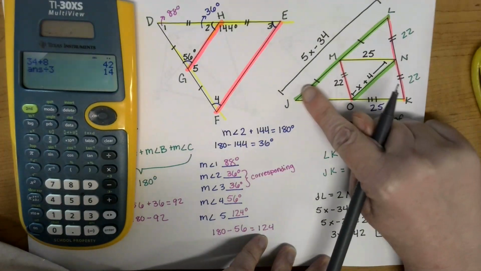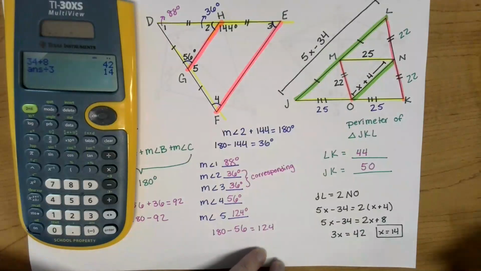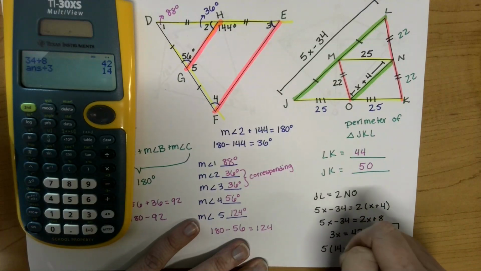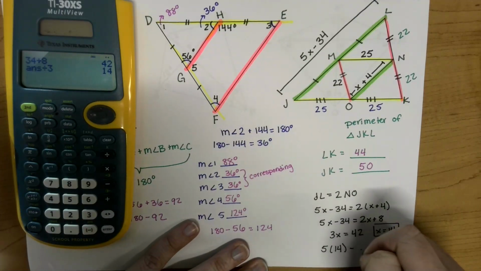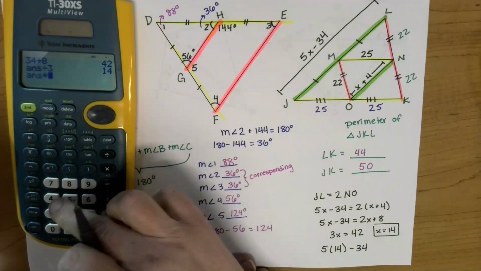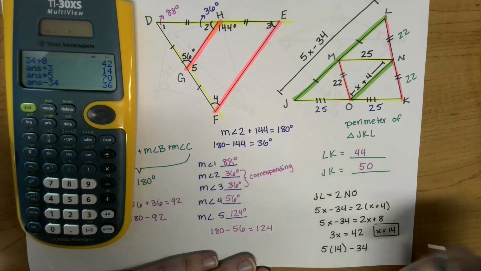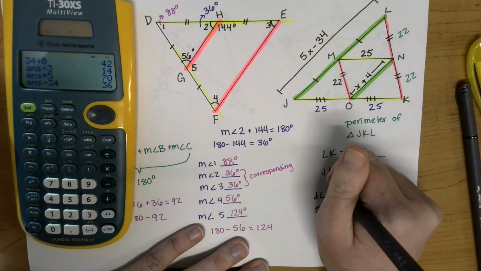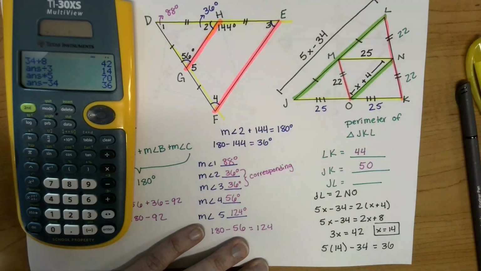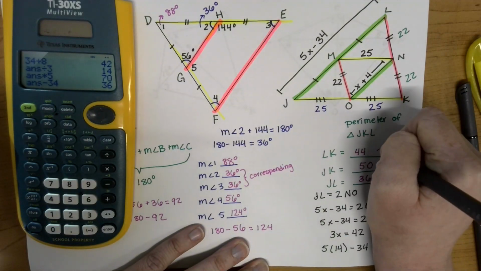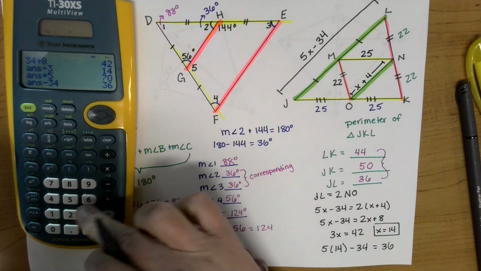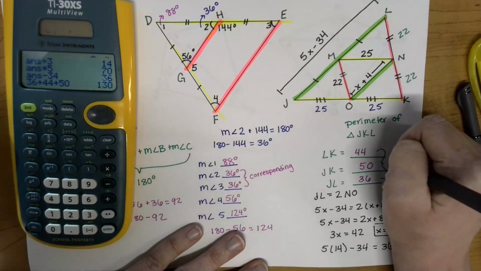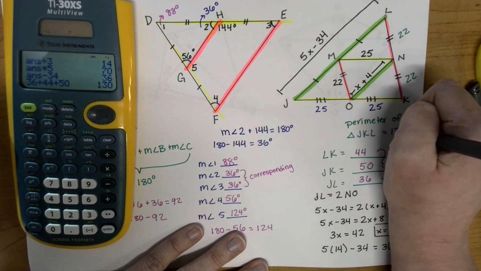Okay, I need the whole length, JL, which is 5x minus 34. So we're going to plug in 14. So 5 times 14 minus 34. And we get 36. Okay, so JL is equal to 36. And then to get the perimeter, I'm going to add those up. So 36 plus 44 plus 50. And the perimeter is 130.